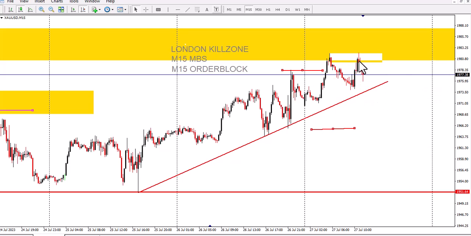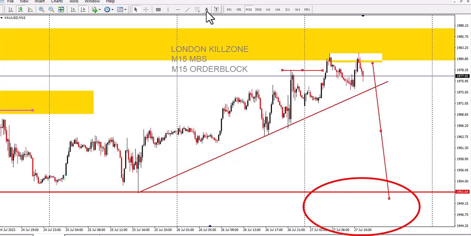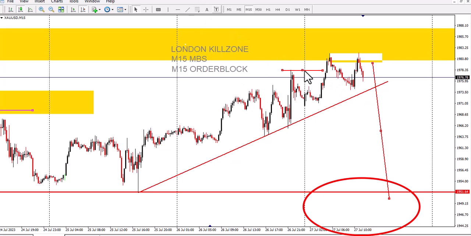So when price moves back to this order block, what do you do? You strike here, you get your sells, and expect price to take out this trend line that I have drawn here. Why? Because that trend line is the area where we have a lot of liquidity, and we can be targeting this red line at the bottom there. So this is what you can be doing on gold.